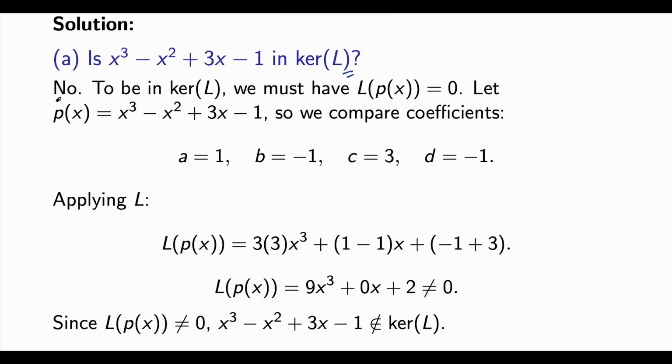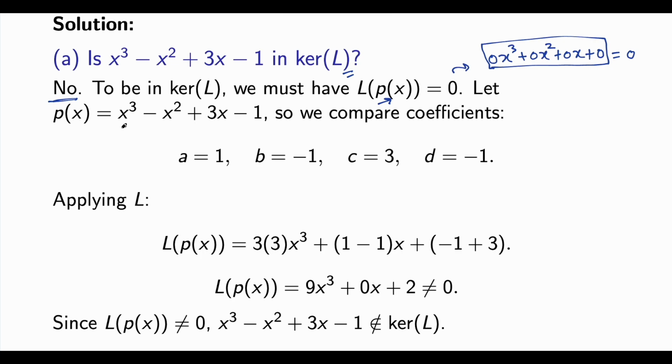Now the answer is no. Why? To be in the kernel, we must have a polynomial p(x) that maps to 0, right? The 0 polynomial, right? The 0 polynomial looks like 0 times x cube plus 0 times x square plus 0 times x plus 0. This will be the shape of your 0 polynomial, right? So overall this becomes actually 0. If you multiply 0, 0, 0, all those become 0.